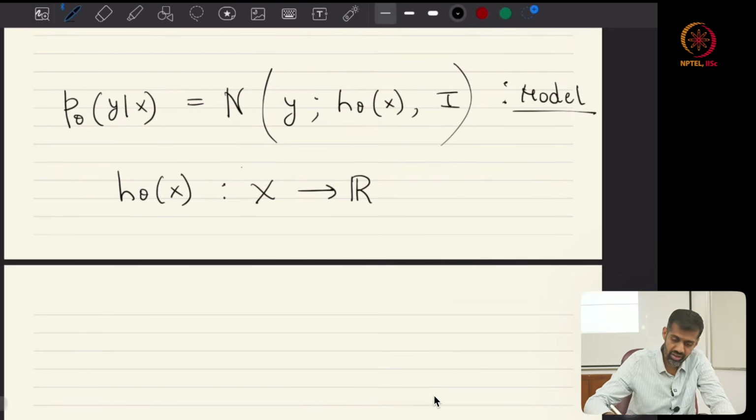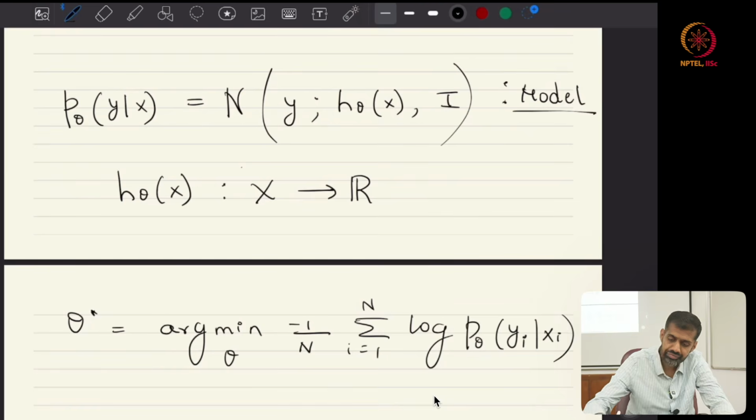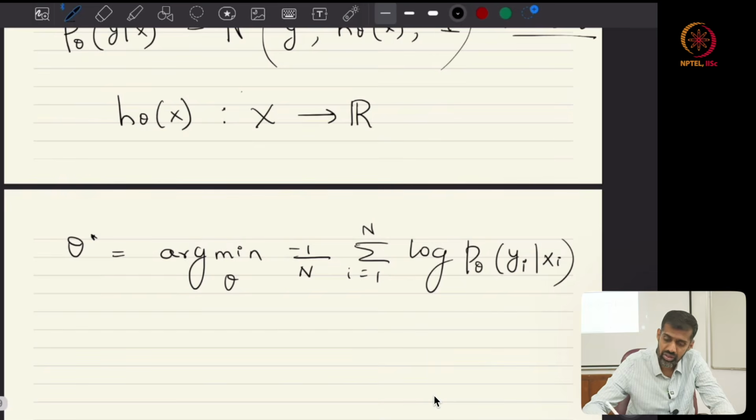Okay, so let's write things down. So we have to find theta star that would minimize 1 over n, sum from 1 through n of log of, because we have n of them.